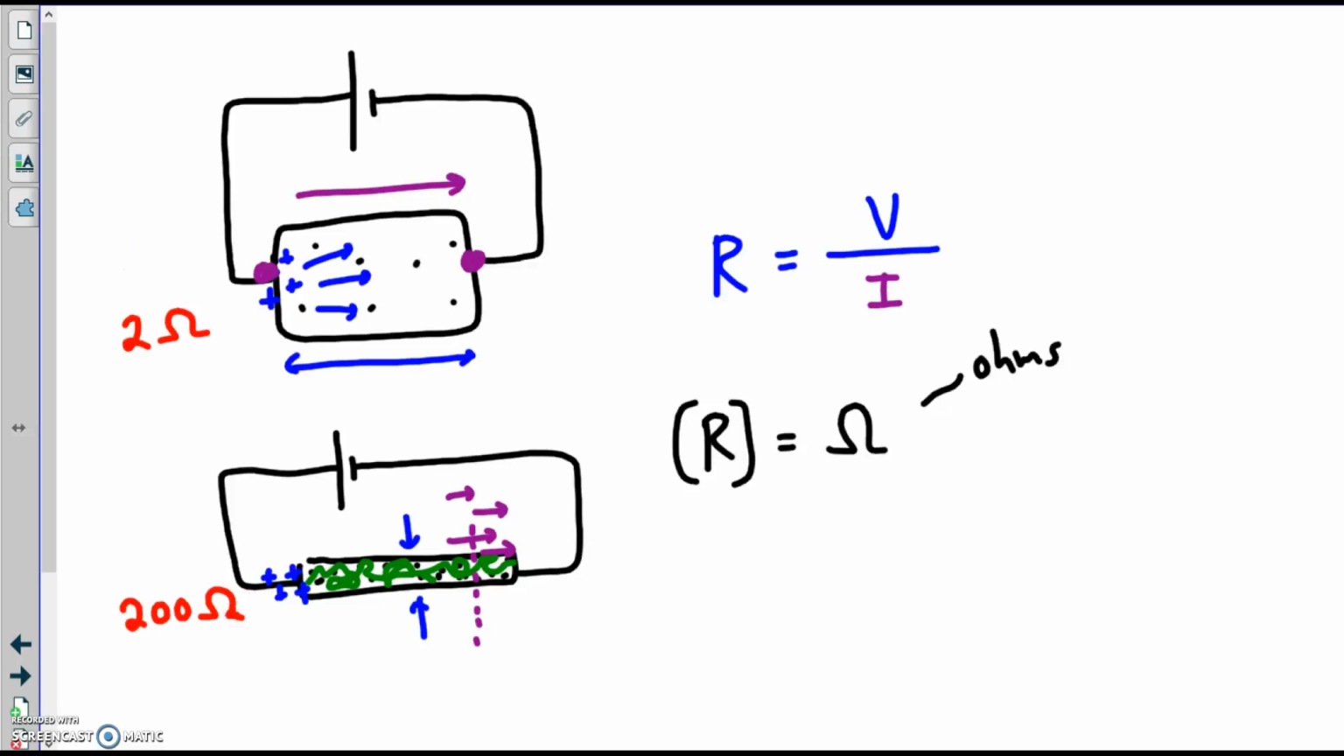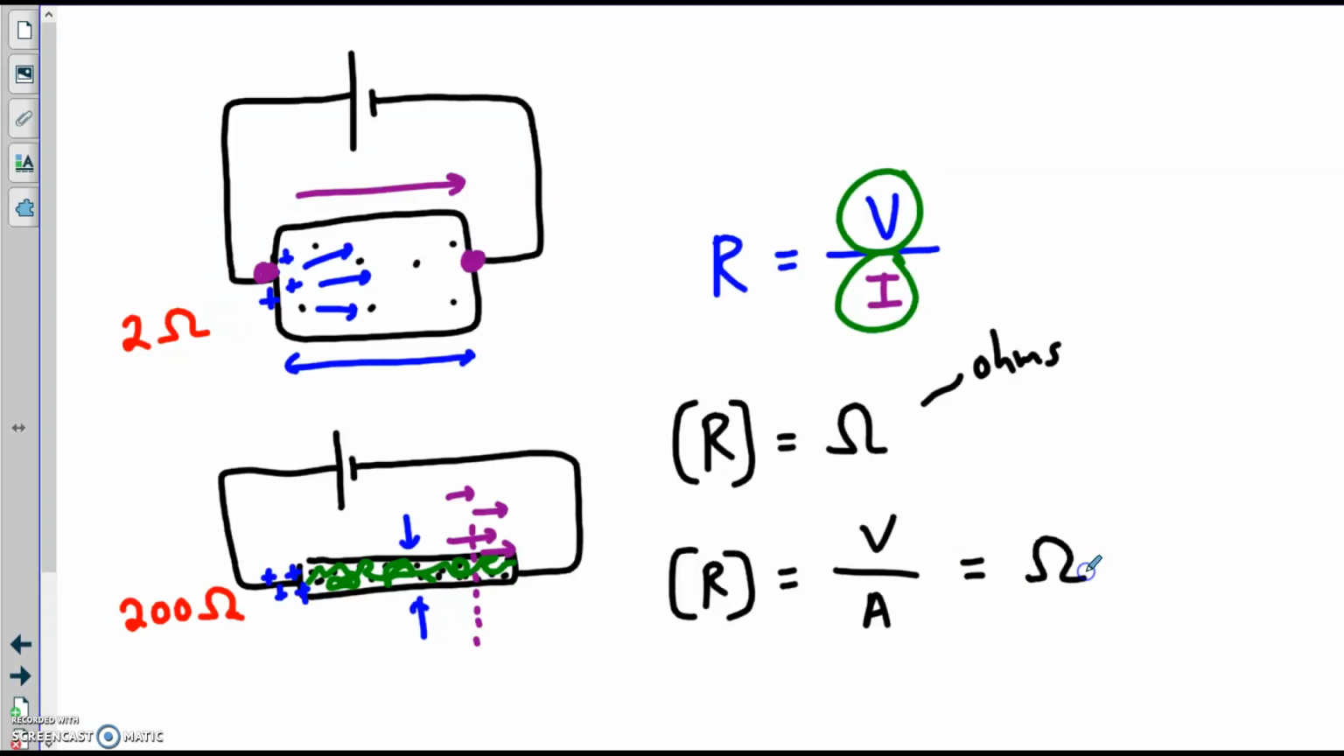What is an ohm, though? Well, if we look at the unit and the equation, we have units of potential difference divided by units of current. Potential difference is measured in volts, the same letter as the potential difference itself, and current is measured in amperes. So an ohm is just a volt per ampere.